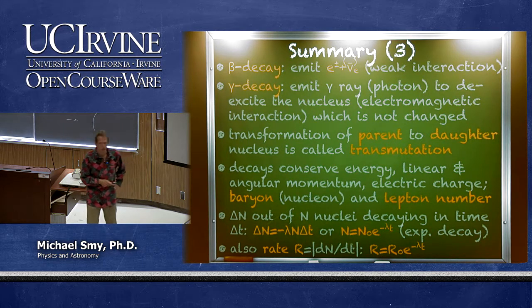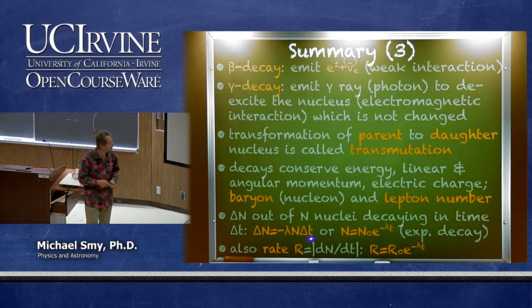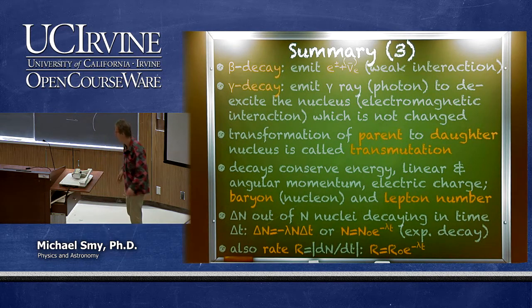The time behavior of the nuclear decay, one can understand by a proportionality of the number of decaying nuclei, delta N out of N, that exist in the time interval delta t. It's proportional to both N, the total number of existing nuclei, times the time period. That leads to an exponential decay law, and one can then define the activity or the rate as the time derivative, and that activity also obeys an exponential decay law.